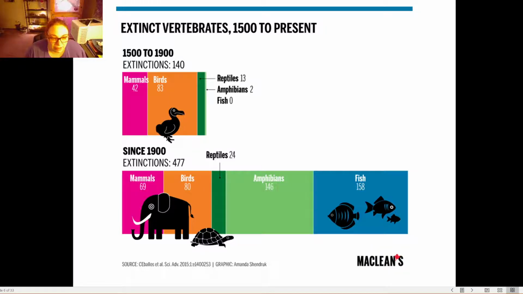When we look at the time period from 1500 to 1900, there were humans around, right? We were still here. It's not like we're that new. But for that whole 400 years, only 140 species went extinct. Now, in the last 120 years, just since 1900, we've had 477 species go extinct. And this is actually from 2015, so it's gone up even more since then. These numbers are about 5 years old. So we've caused quite an increase in the extinction rate in just the last 120 years.